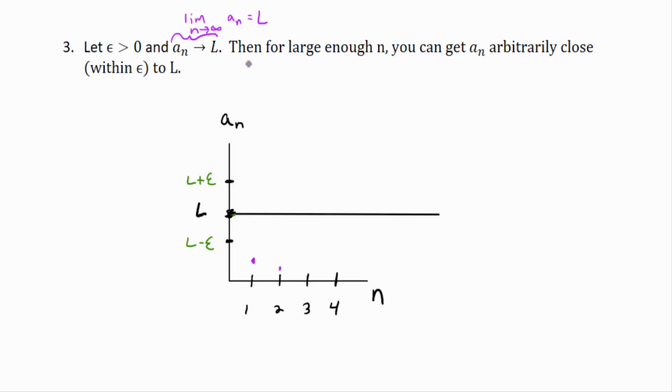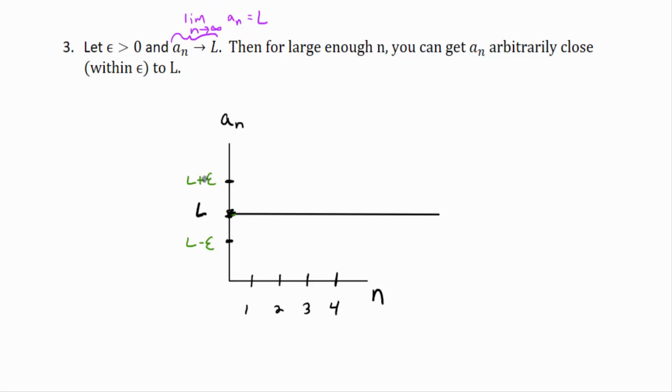So let's let epsilon be greater than 0, and suppose the limit of a_n as n goes to infinity equals L. Then that notation, or that idea that a_n approaches L as n gets bigger, means that for large enough n, you can get a_n arbitrarily close, in other words, within epsilon, to L. And so in pictures, what does that look like? Well, I've got a couple stragglers down here that I didn't erase. Hold on. Okay. So in pictures, here's what that means.